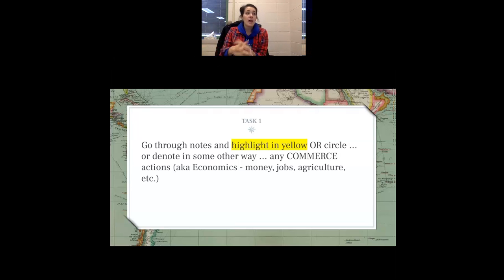Again, I would go through my notes. You could come up with a separate sheet of paper, whatever's going to work for you, but you should start looking through your notes and looking through chapter 15 in particular. So hint, hint, chapter 15, because I have chapter 14. Look for any commerce action. So, going through chapter 15.1, what do you see in chapter 15.1 that talks about money, that talks about jobs, that talks about agriculture, that talks about different types of trade that are going on in the world? And then I would either put those on a separate piece of paper or highlight them in yellow.